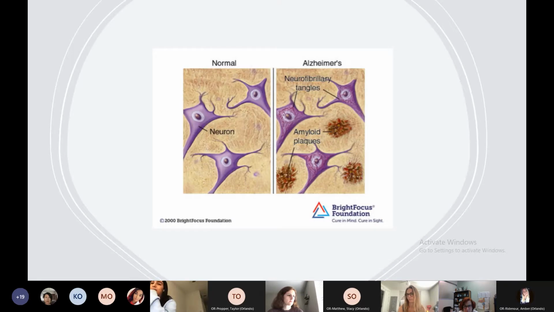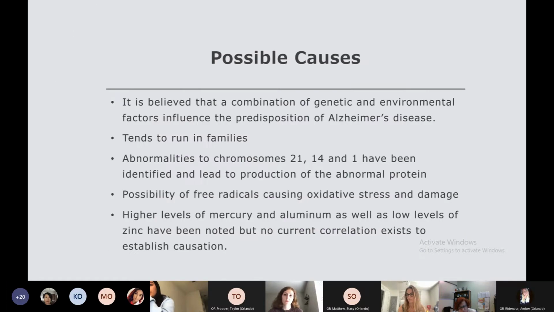And here's a picture showing the differences between normal and Alzheimer's disease. The tangles are highlighted and the plaques are highlighted as well. And possible causes, it is believed that a combination of genetic and environmental factors influence the predisposition of Alzheimer's disease. And as we see very often, it tends to run in families.